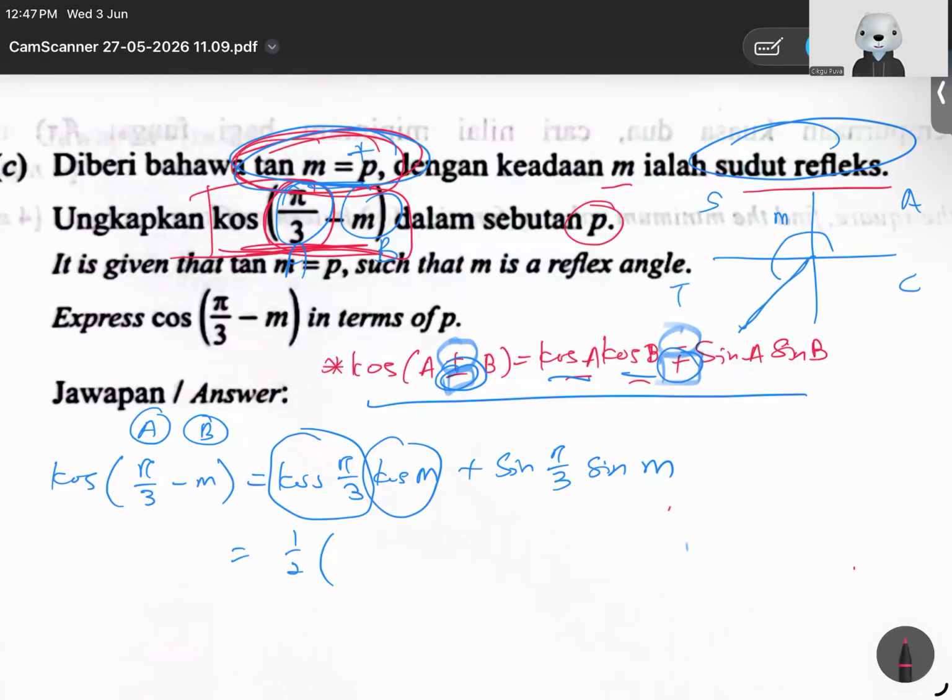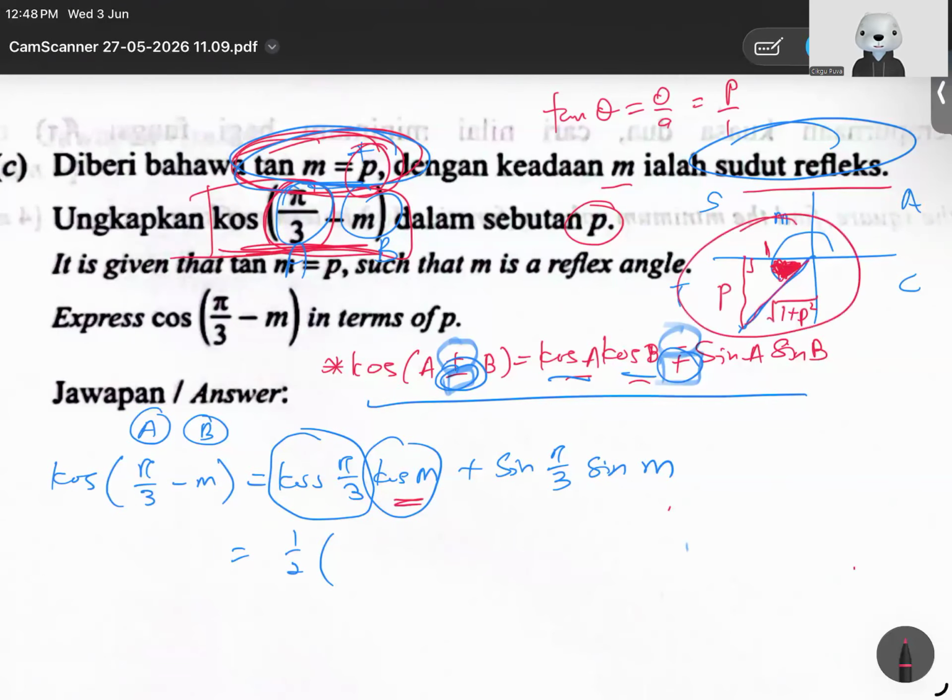So of course we take the reference angle, and then I make it a right angle triangle. Tangent theta equals opposite over adjacent, right? If it is p, it means the adjacent is 1. So the opposite is p, the adjacent is 1. And the hypotenuse we can find out because it is a right angle triangle: a squared plus b squared, which is 1 squared plus p squared. From here, we can find out the sin and cos.